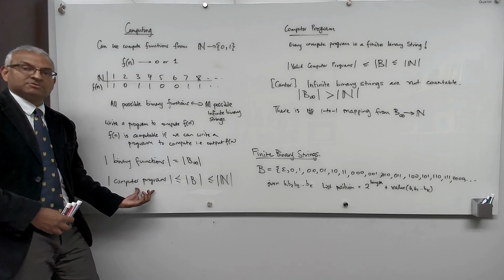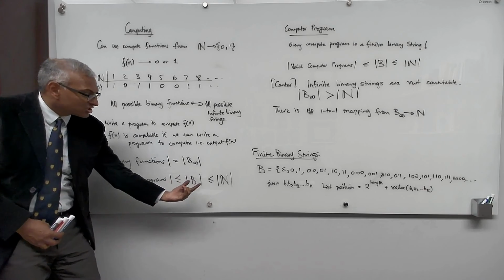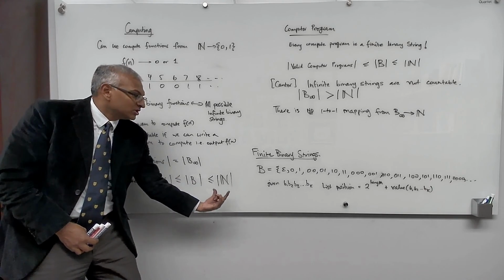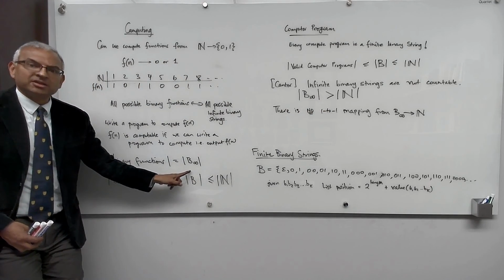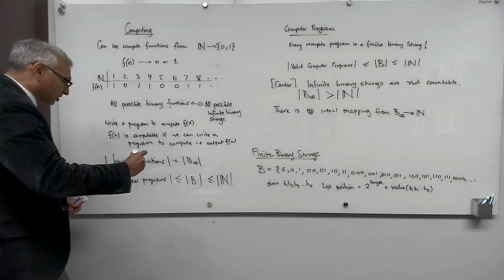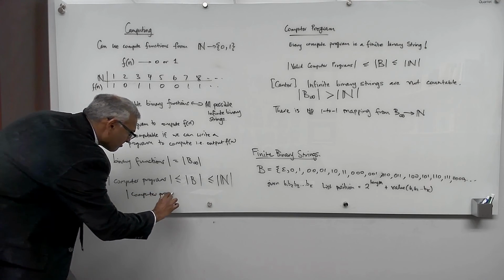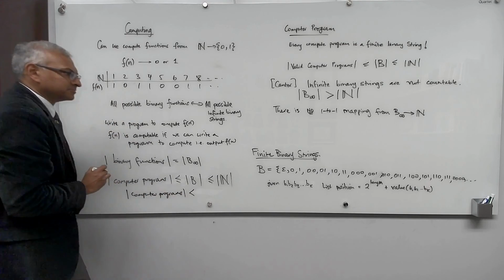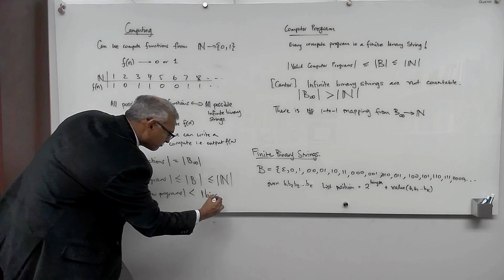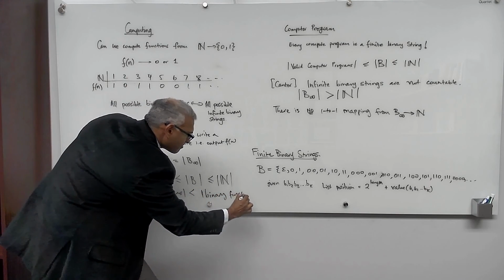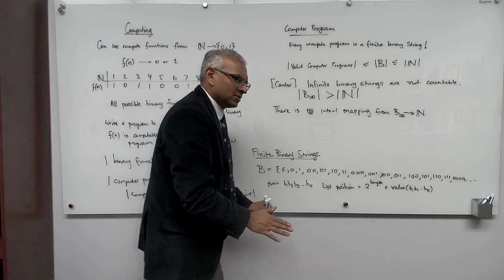Forget about the valid programs. Forget about the programs that compute binary functions. The number of possible computer programs is much, much smaller. It has the cardinality of the natural numbers, which we just proved is strictly less than the cardinality of the infinite binary strings, which is the binary functions. So, conclusion. The number of computer programs is strictly less than the number of binary functions. And this is just binary functions. Well, that is the punchline of today's lecture.